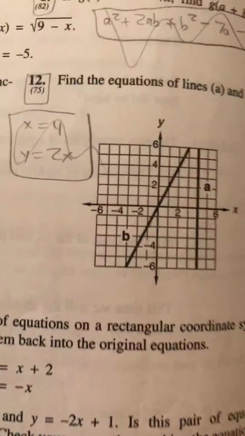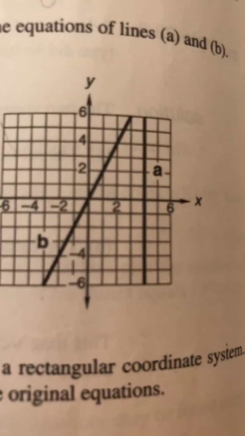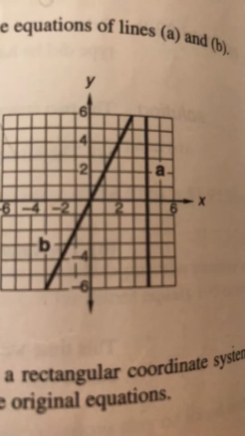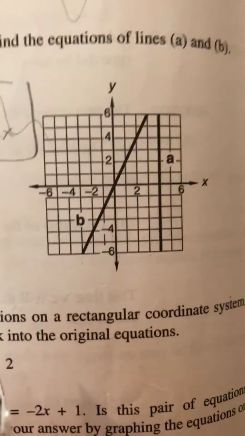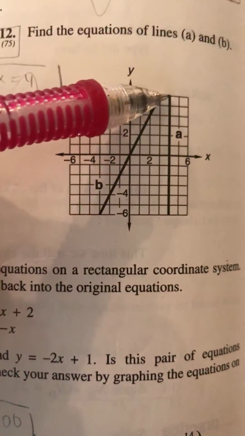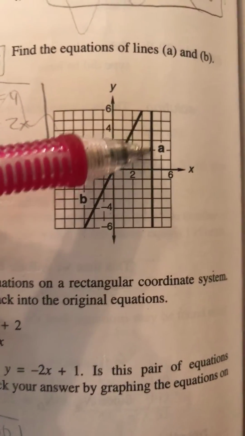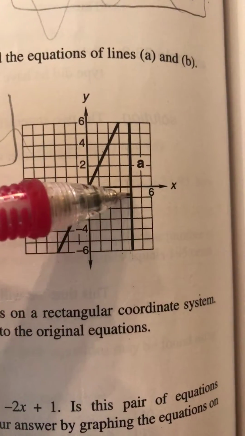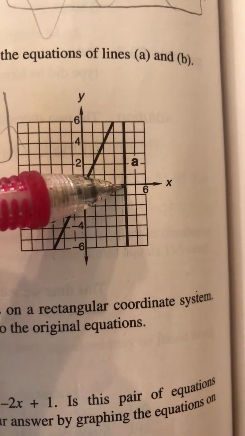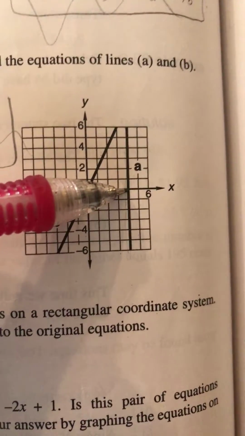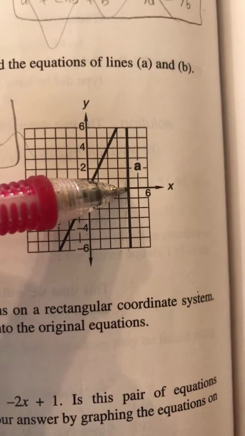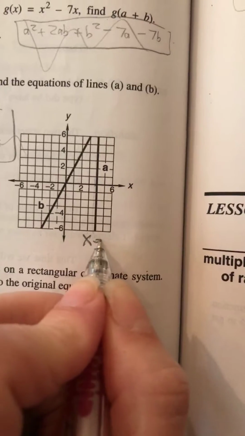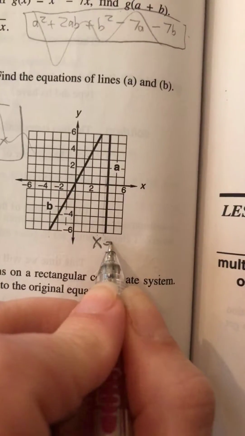For number 12, you already see the answer. They want the equation of these graphs. For this line A, the value of x doesn't change. X is always 3. Y changes. X never changes. So all vertical lines are x equals, that's 4.